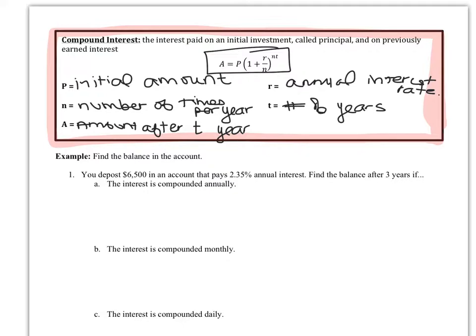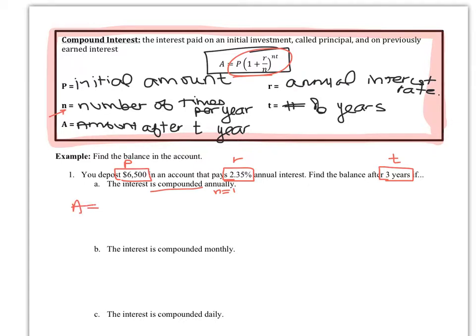So if I look at this problem, when I deposit $6,500, that's P. That's my initial amount. It pays 2.35% annual interest. That's R because that's my annual interest rate. The balance after 3 years, so I see the word 3 years, I know that's T. All I need left is N. N is the number of times per year. It says the interest is compounded annually. When it's compounded annually, how many times a year is that? Well, that's 1 time a year. So I have all my variables. Let's now plug it in.